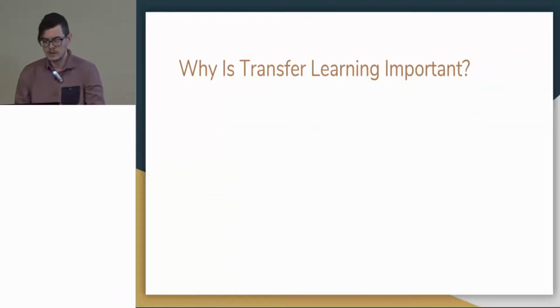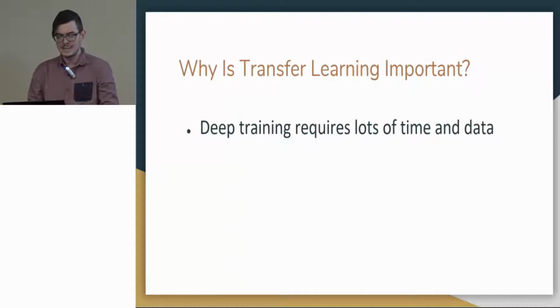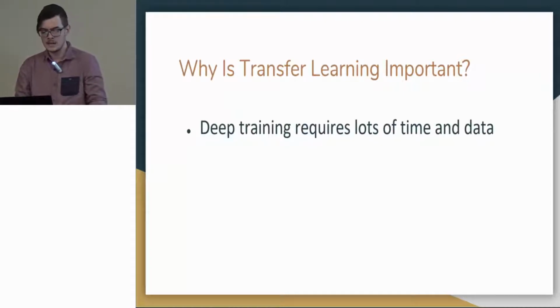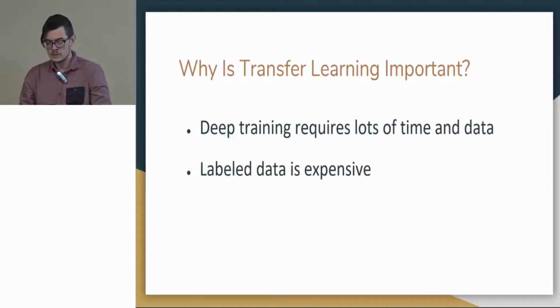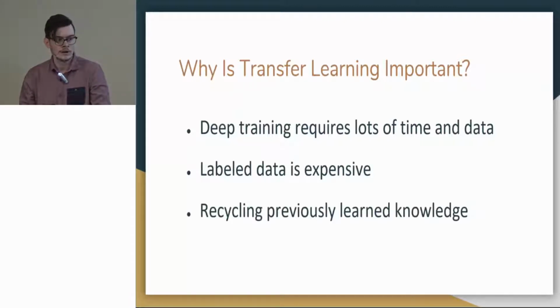So why is transfer learning important? Well, deep network training requires lots of time and data. Labeled data is very expensive, and while we may have the data in the source domain, we may not have enough information in the target domain. Also, models performing tasks that differ from their original training may underperform, requiring expensive retraining and fine-tuning. So essentially what we can do is reuse what we have already learned.